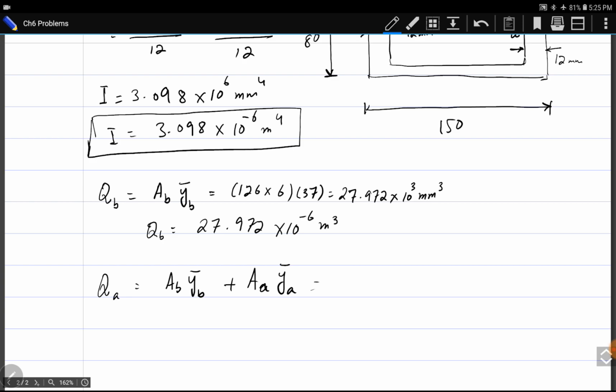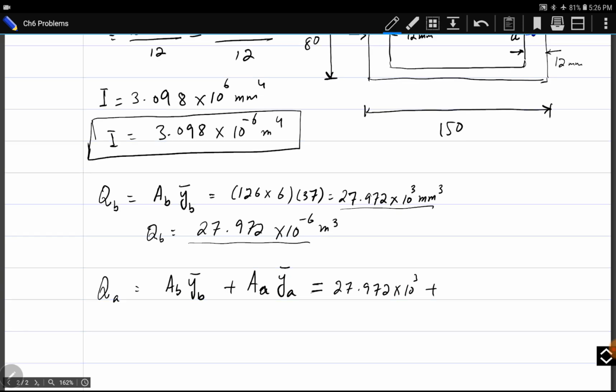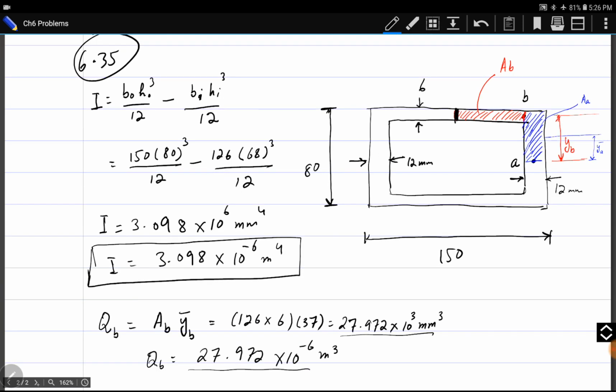Okay. The first part is already known to us, A_B and y_B. It is already equal to this value, 27.972 times 10 to the 3, plus A_A, the area of the vertical portion in blue color. It is equal to its thickness 12 and half of the total height, which is 40. 12 into 40.